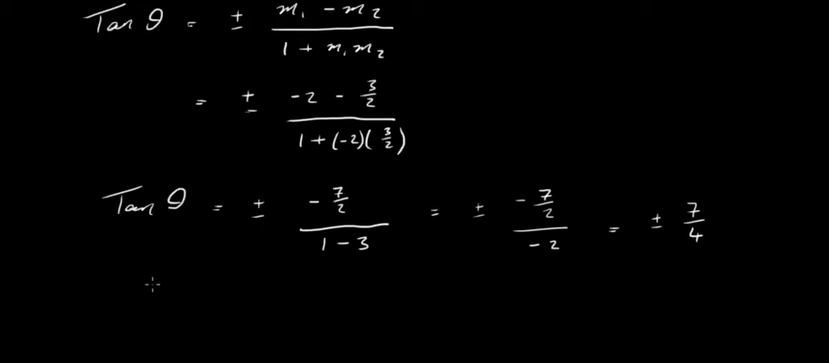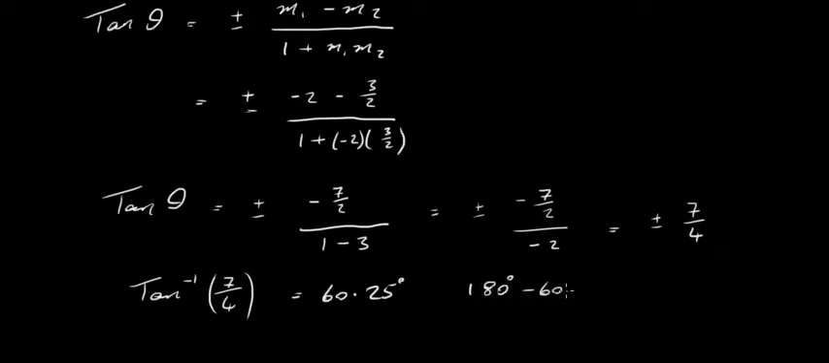Okay, so if we just get the tan inverse then of 7 over 4, we will just get 60.25 degrees. So this is our acute angle. This is the acute angle between these two lines. If we want to work out the obtuse angle, then we just simply take 180 degrees minus 60.25 degrees, and that will give me 119.75 degrees. So these are our two angles between the two lines.